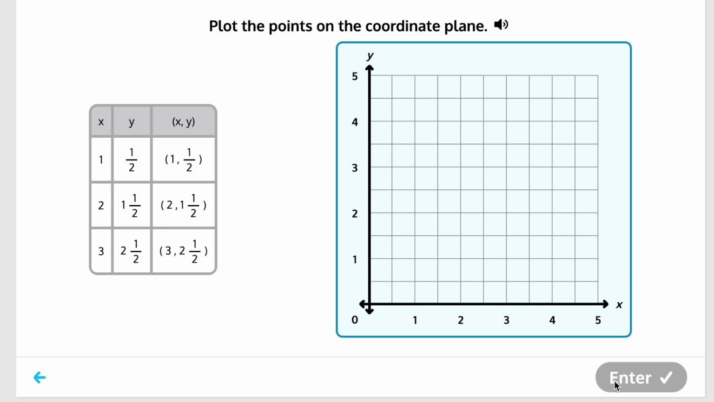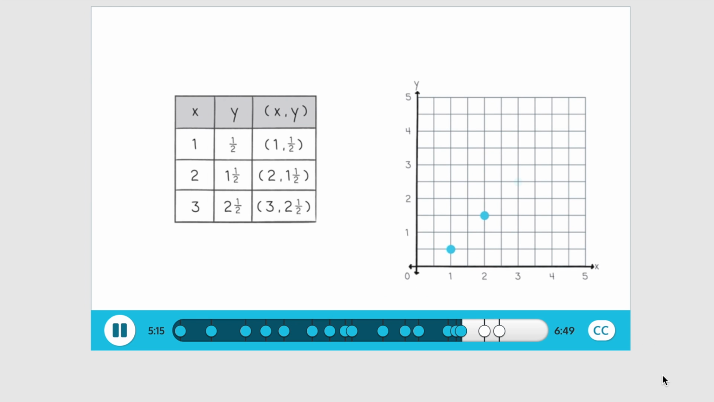All right, so I'm going to plot (1, 1/2). I'm going to go over to 1. Sorry, (1, 1/2), and then up a half. I see that we're counting by halves on this coordinate plane because the whole is split into 2 parts. So (1, 1/2), (2, 1 and 1/2). So I'm going to go up to 1 and then make one more jump of 1/2. (3, 2 and 1/2). I'll go right here. Yes. Here are our points.